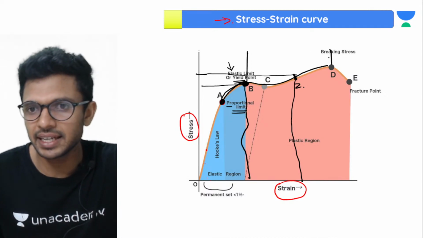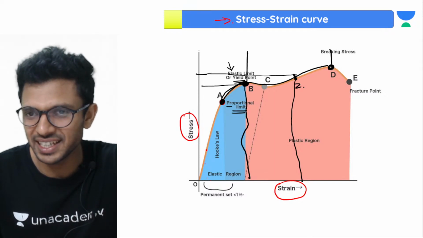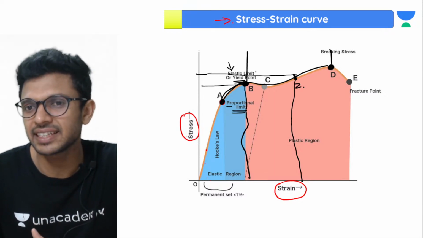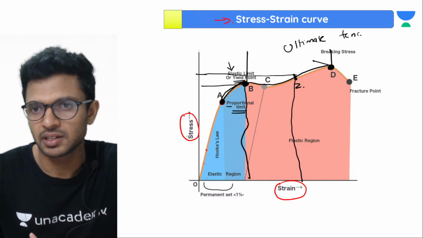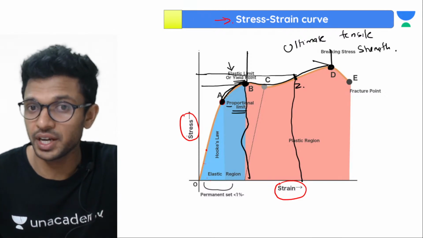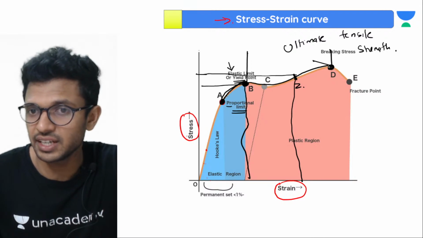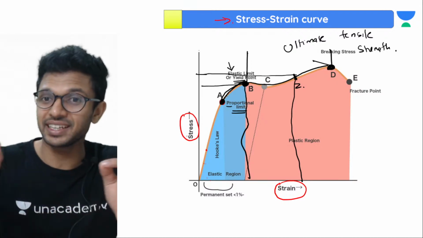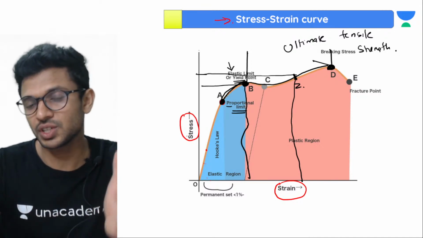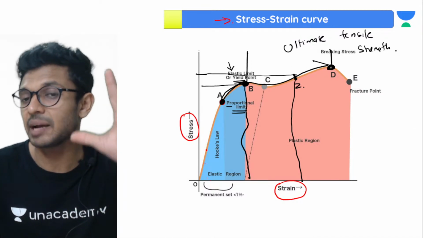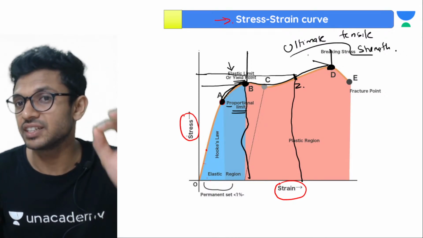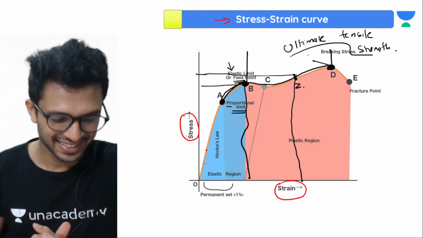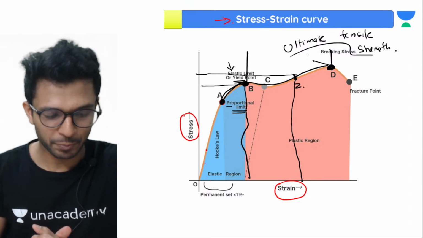Okay, yes, and ये point D है ना, ये point D we call it as ultimate tensile strength. Mark it down. Ultimate tensile strength. Okay, the point till where there is an increase of stress and strain. Both stress and strain are increasing at the same time. It happens only till the point D, and that maximum point we call it with the name of ultimate tensile strength. Is it clear? Got it?